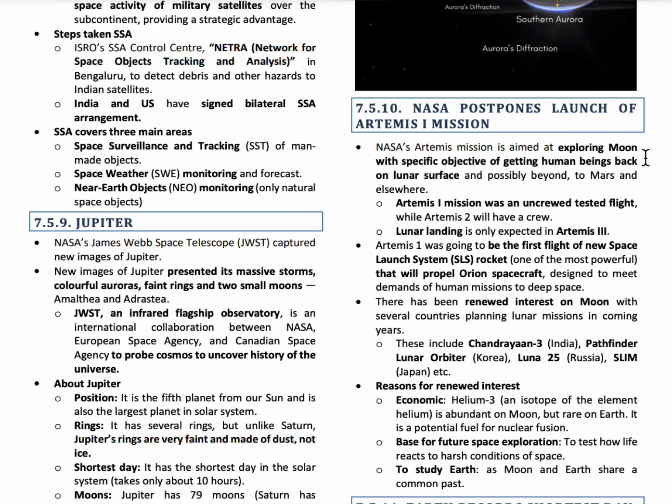The next topic is NASA postpones launch of Artemis 1 mission. So Artemis mission aims to explore the moon with objective of getting humans on lunar surface. So Chandrayaan 3 of India, Pathfinder lunar orbiter of Korea, Luna 25 of Russia, SLIM of Japan are some of the lunar missions with the same objective.